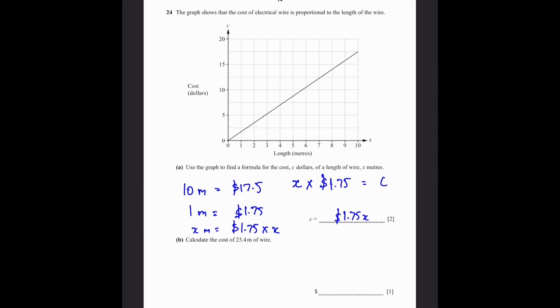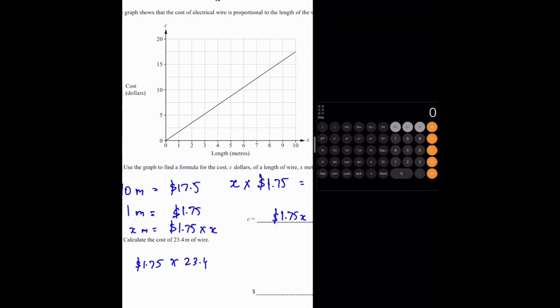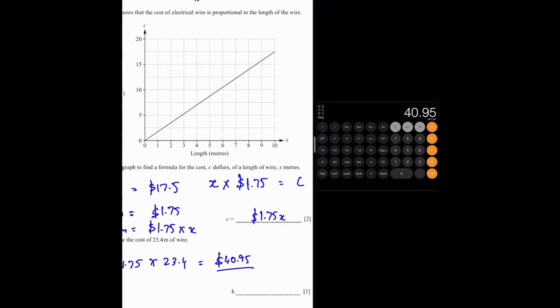B. Calculate the cost of 23.4 meters of wire. So now we can take 1.75 into 23.4. Let's get our calculator out. That's equal to $40.95. That's the answer.